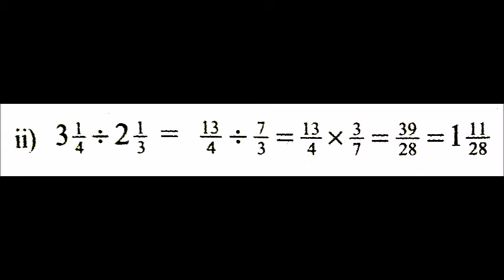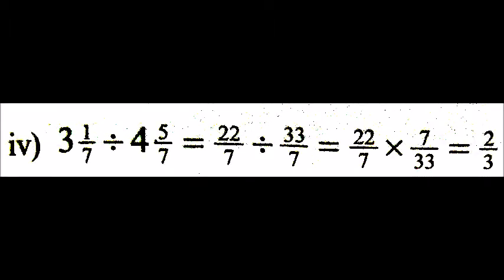Then the next example, another mixed fraction. 3 whole number 1 over 7 divided by 4 whole number 5 over 7, which is equal to 22 over 7 divided by 33 over 7, because we have changed them into improper fractions. By doing so, you turn one upside down, the right one. 22 over 7 times 7 over 33.